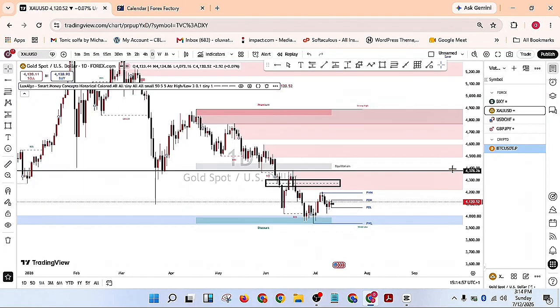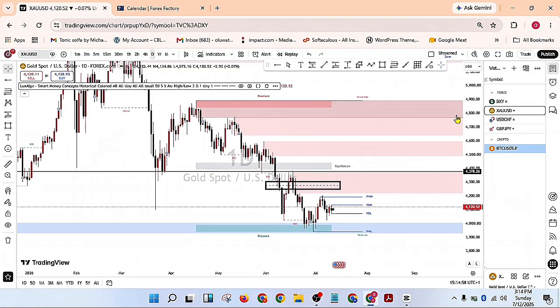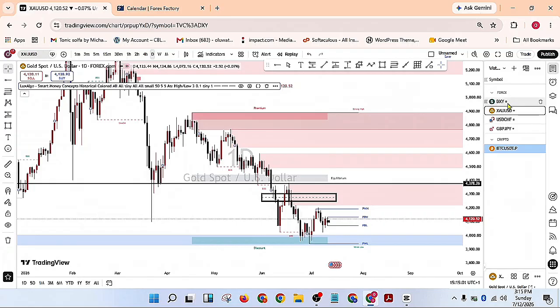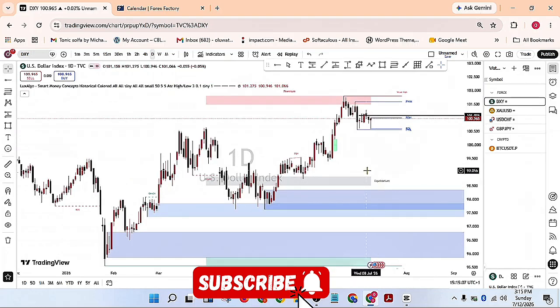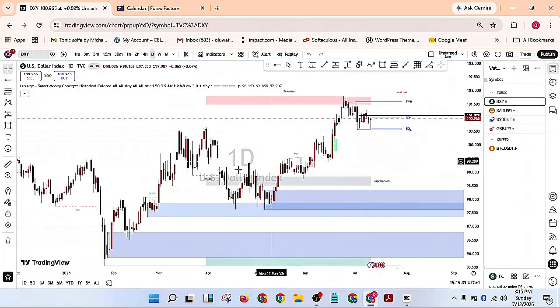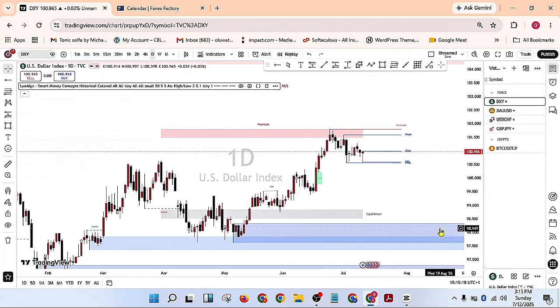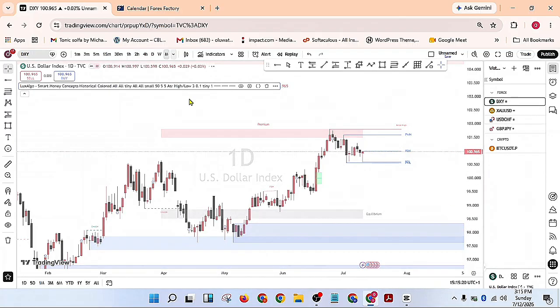So the next thing is that we want to start our proper analysis, and we're starting with DXY. As we all know, DXY is the dollar index. That means with DXY we can know the strength of the dollar.